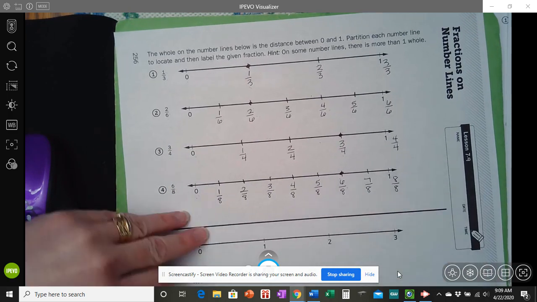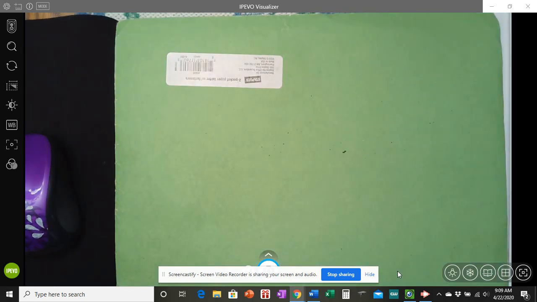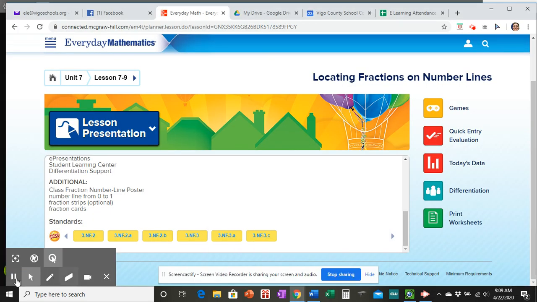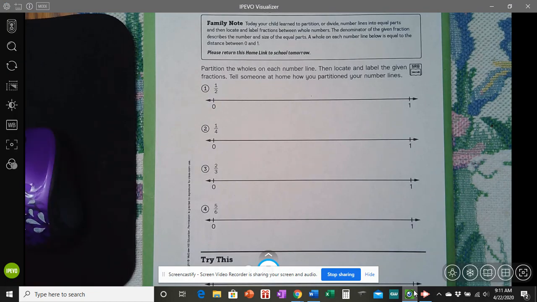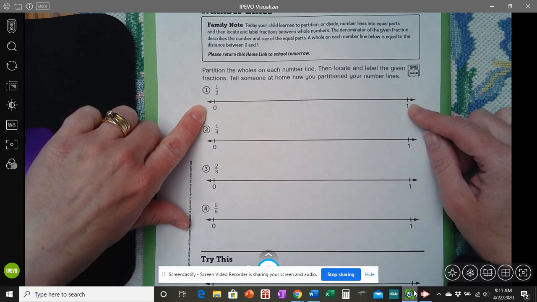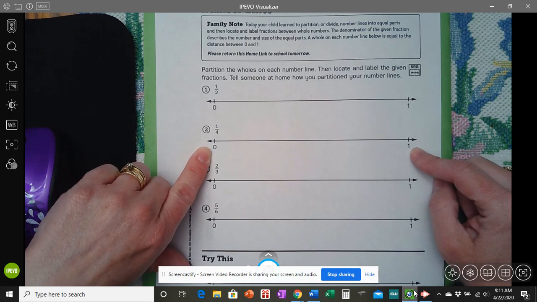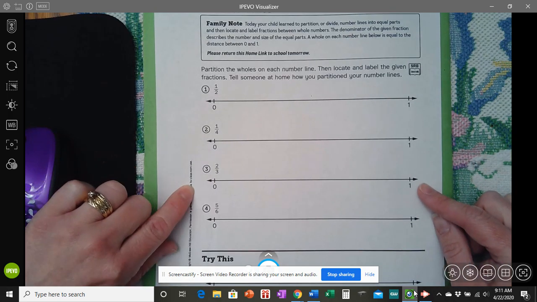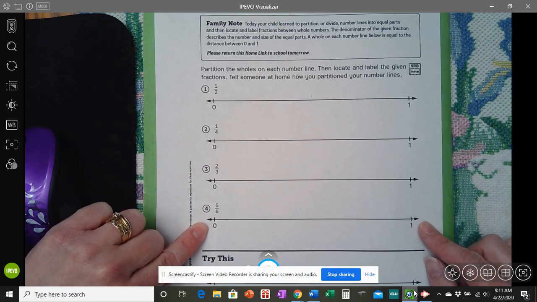All right. Now let's look at what your homework is. Okay, and here is your homework. I want you to take a line and draw it into 1/2 and label the half. You're going to take a line and make it into 4 equal parts. I want you to label the 1/4. You're going to take a line and make it into thirds and label the 2/3. And you're going to take a line and make it into sixths and label 5/6.